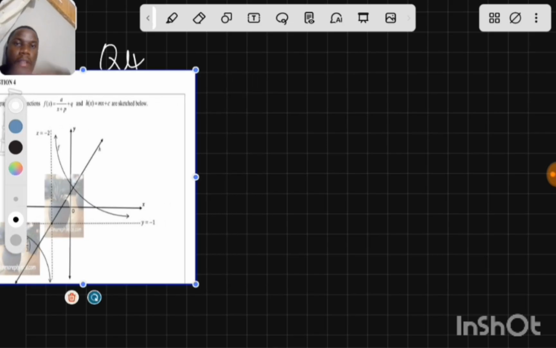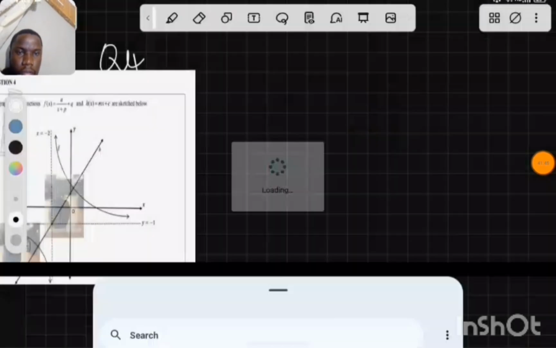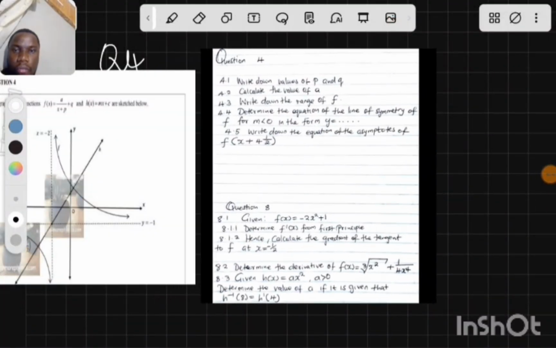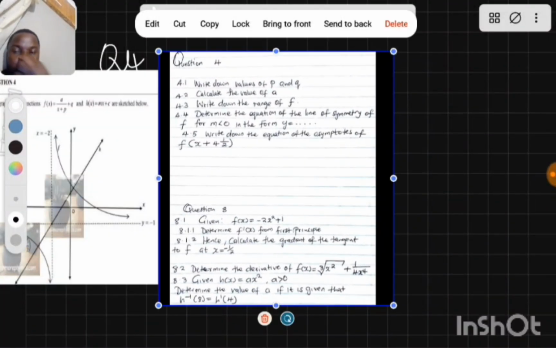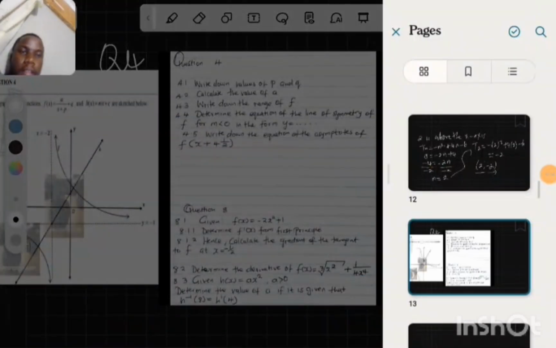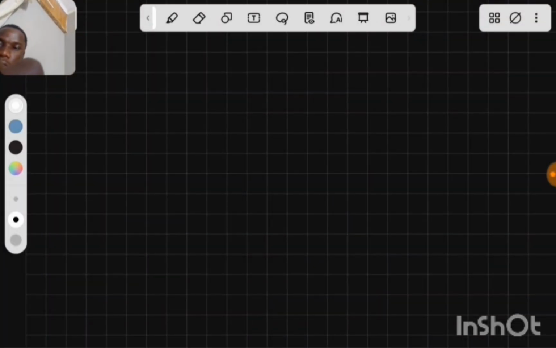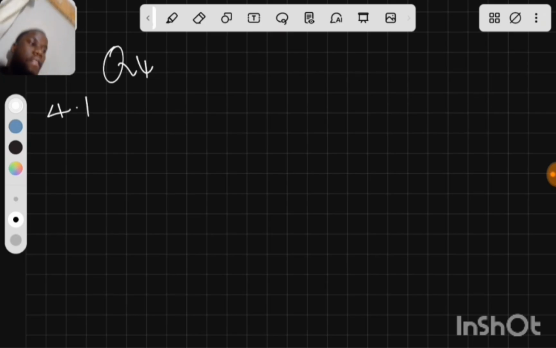Then let me upload again the questions, which is question 4. Okay, let me start writing on the next page, which is Q4, which is 4.1. Write down the values of P and Q.